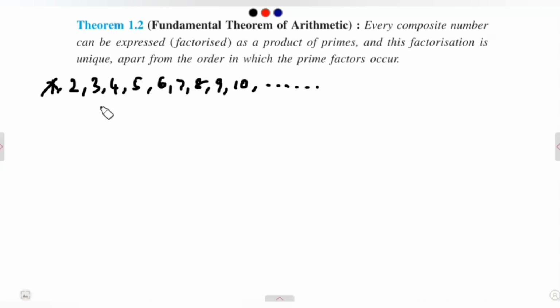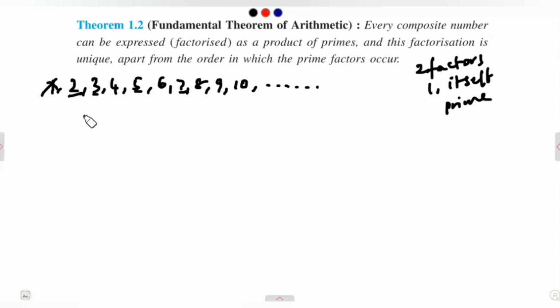What are prime numbers? Let us recall. The numbers which have exactly two factors, namely 1 and itself, are called prime numbers. The other numbers, which have more than two factors, that is, extra factors other than 1 and itself, are called composite numbers. Here 2 is a prime number, 3 is a prime number, 5 is a prime number, 7 is a prime number, and so on. They are called prime because they have only two factors, 1 and themselves. The remaining numbers like 4, 6, 8, 9, 10 are called composite numbers.